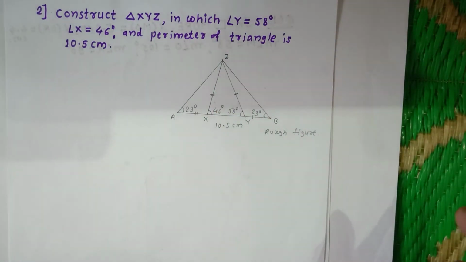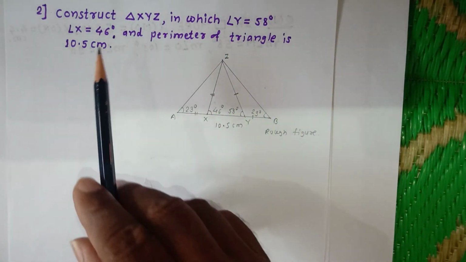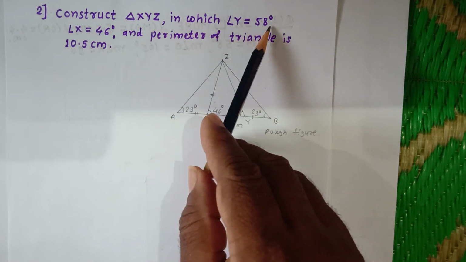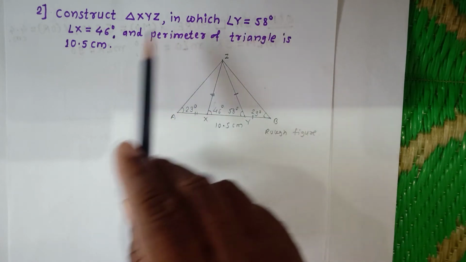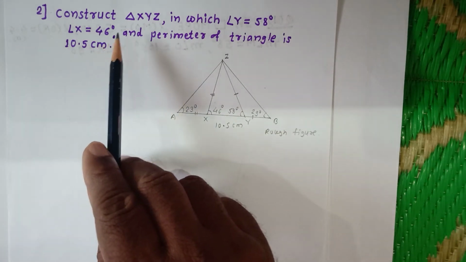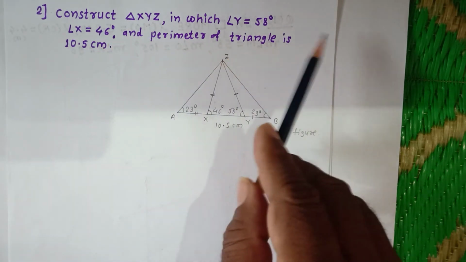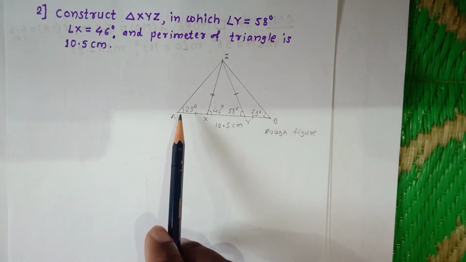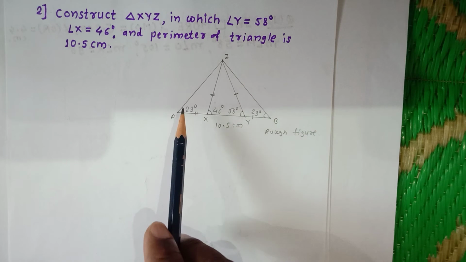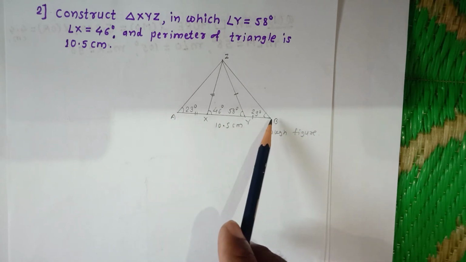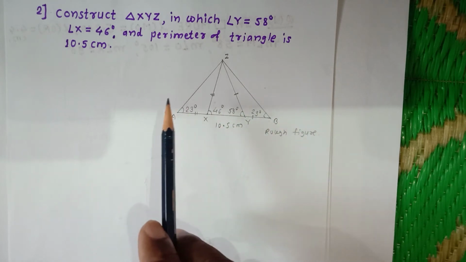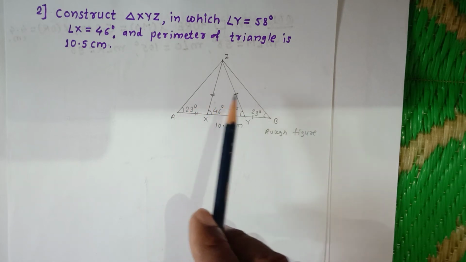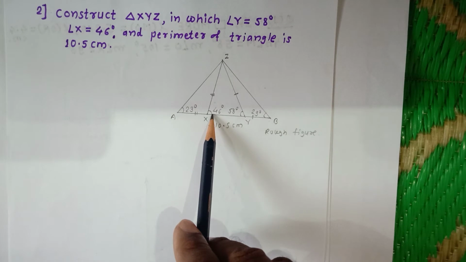Now example number 2. Construct triangle XYZ in which angle Y 58 degree, angle X 46 degree and perimeter of triangle is 10.5 centimeter. So this is a rough figure in which take AB 10.5 centimeter, that equal to perimeter of triangle XYZ. Now this angle is 46 degree.